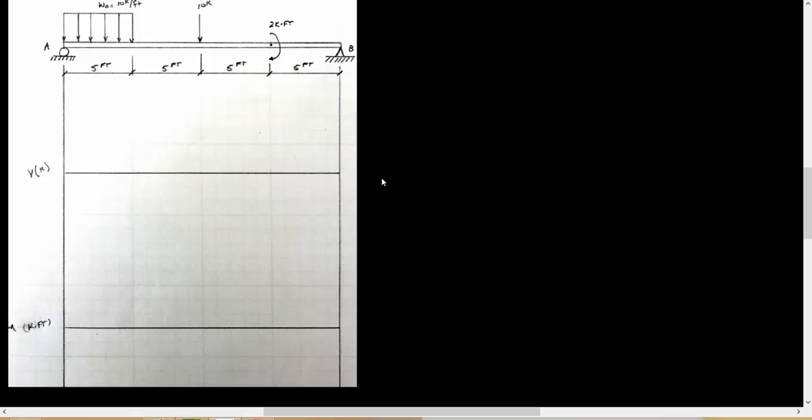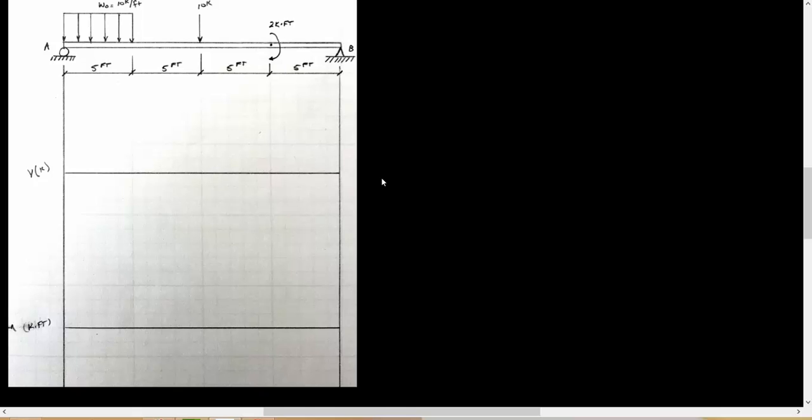Hello, we are working in chapter 7. We will be looking at shear and moment diagrams. We talked about internal loadings in the last module, 7.1, and we looked at shear in a beam, so what exactly the shear is at one point in the beam.